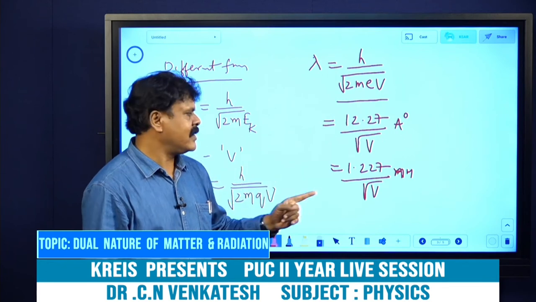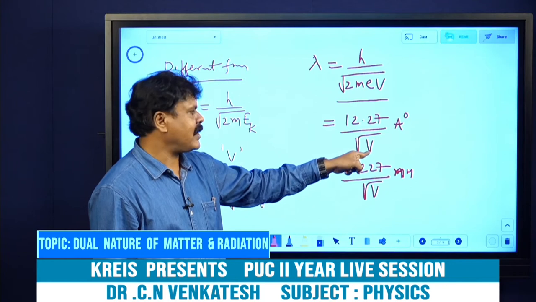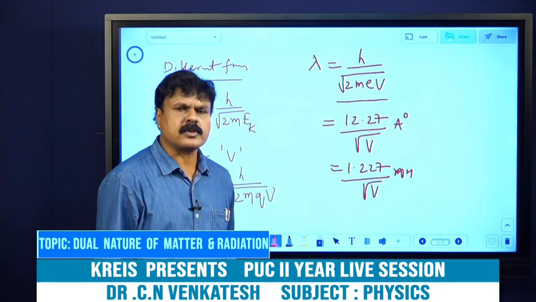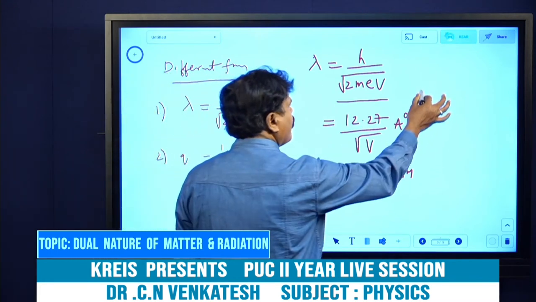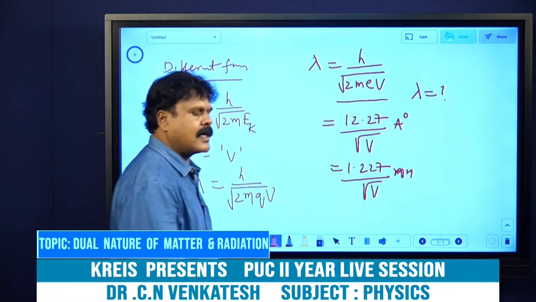Nothing more than that. Here, lambda equals 12.27 by root V. V is 100. Root 100 is 10. Answer is 1.227 angstroms. That's it. Sometimes how will they give it? Lambda will be provided, and they'll ask you to calculate V.